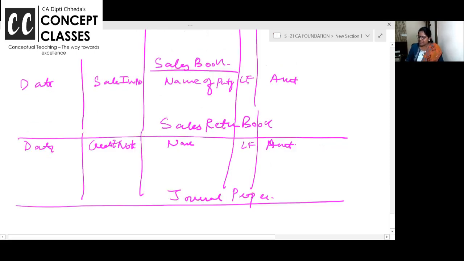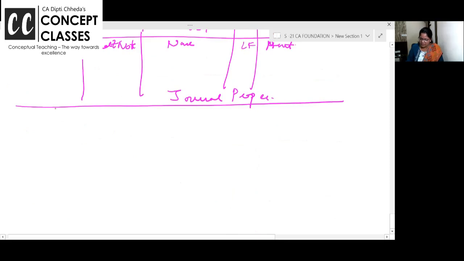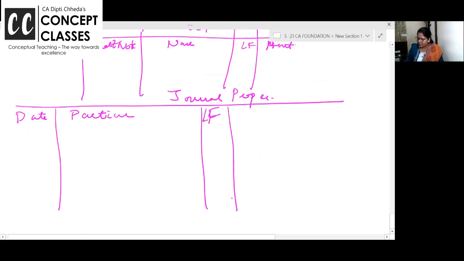Make please. See, these are just three lines. Date, ledger folio, debit amount. All clear to all of you? Date, particulars, ledger folio, debit amount, credit amount. Let's start. Shall we start together? Yeah.